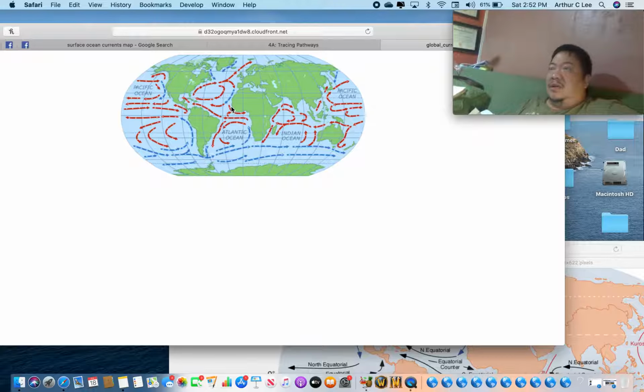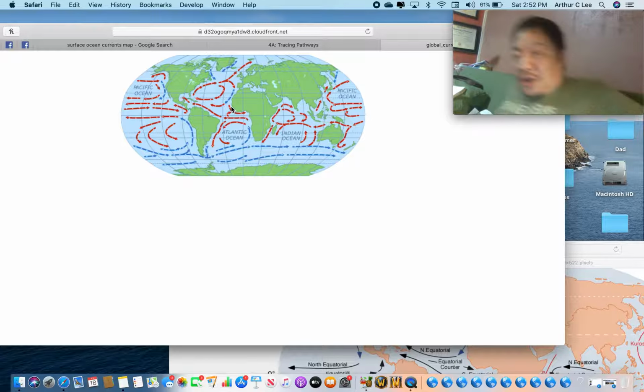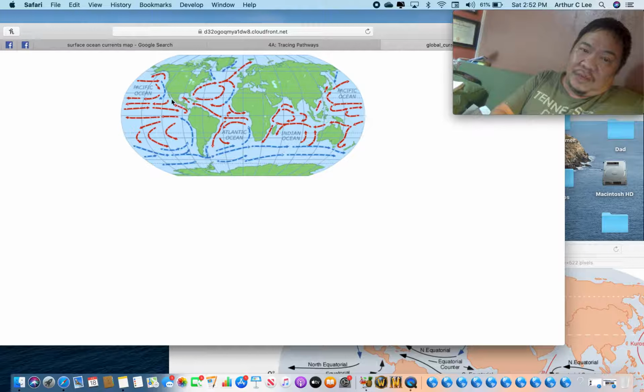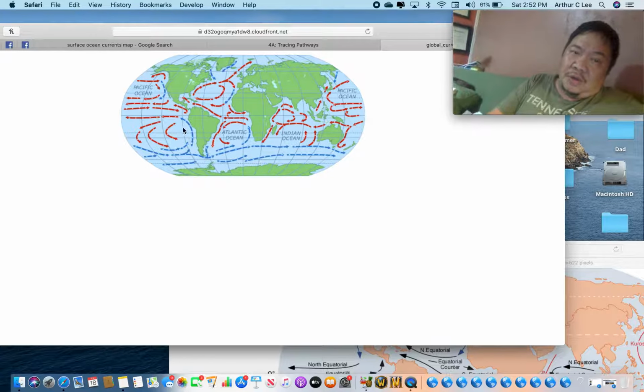Now, this cold, salty water, cold water is heavy. It should sink. It shouldn't make currents, should it? Salty water makes it even heavier, denser. So how is it that cold, salty water is on the surface in these 4 locations of upwelling? Well, the reason why is because of this motion, this circular motion of these gyres.